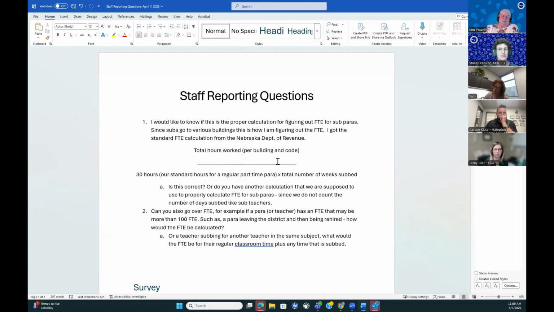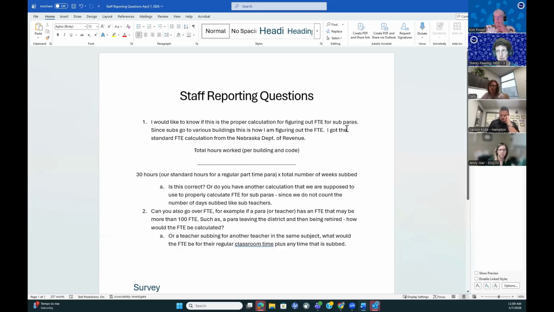The question we received was they would like to know more about the proper calculation for figuring out FTE for sub-paras. She goes into how she found it on the Nebraska Department of Revenue, and then gives us the calculation formula. And then she asked if it's correct and if there's another formula that should be used. The first thing I wanted to address in this question was the sub-para. There is no position assignment in staff reporting for a sub-para. So that language doesn't exist for staff reporting in position assignment.